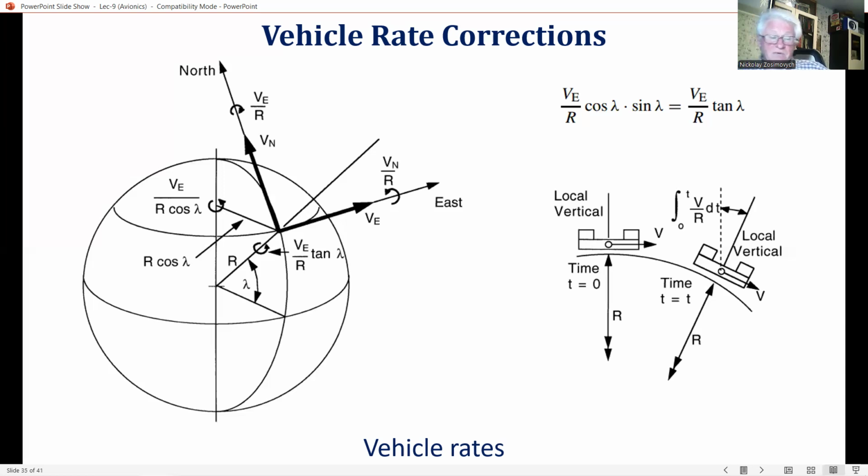A correction rate equal to 519 over 60 gets us 8.66 degrees per hour about the east axis, and 300 over 60, that is 5 degrees per hour about the north axis, is required in order to maintain the platform, real or virtual in case of a strap-down system, locally level. An external source of velocity, such as a Doppler radar, or less accurately air data, can be used to derive the northing and easting velocity components for the vehicle rate correction term.